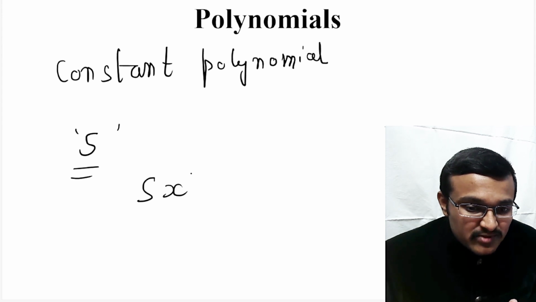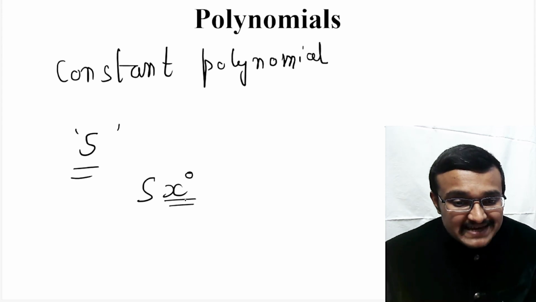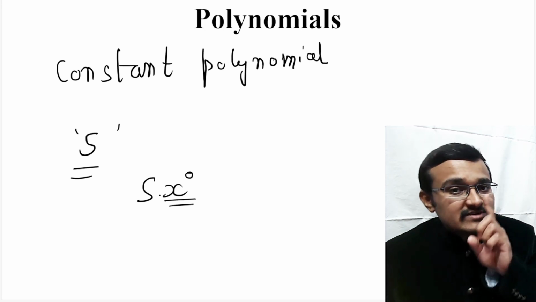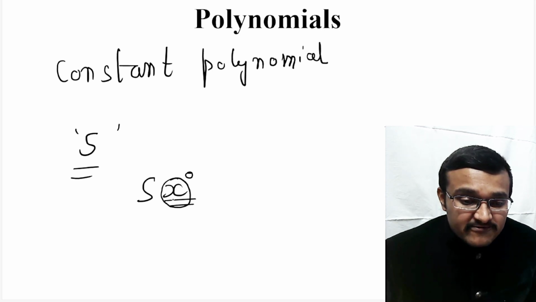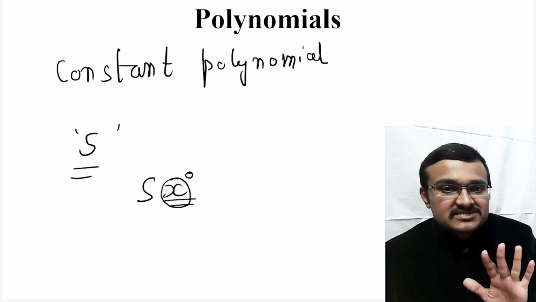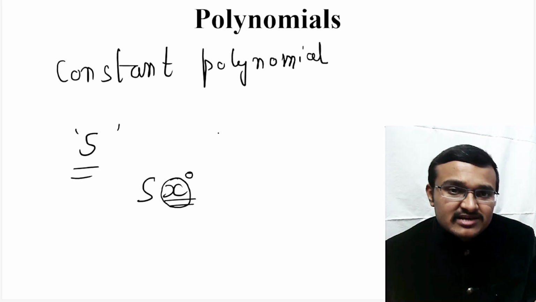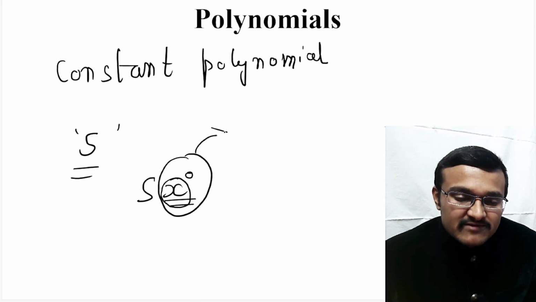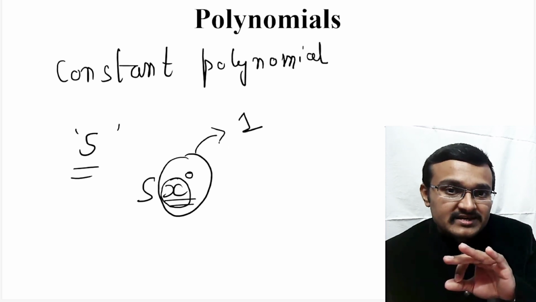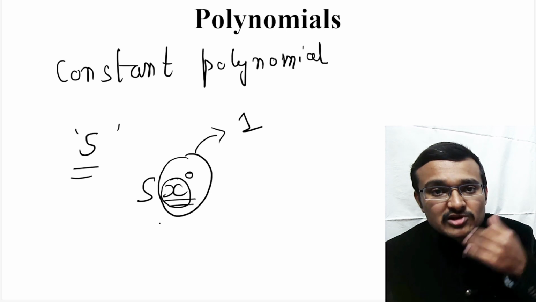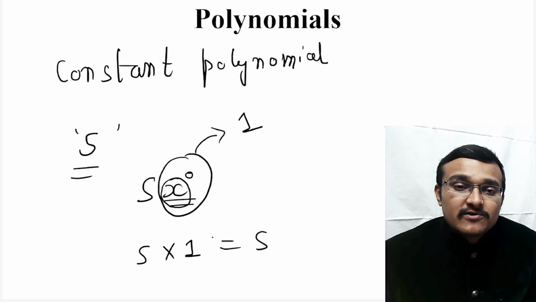So I can take x power 0 as the variable for this constant polynomial, because anything power 0 will always be equal to 1. So 5 into 1 will be again 5. If you substitute anything in this x position, anything power 0 will again be equal to 1. So always this value will be equal to 1 only, because here power 0 is there. So that means always this will be equal to 5 into 1, which is equal to 5.